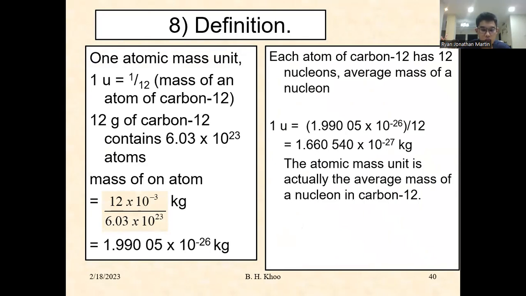The atomic mass unit is actually the average mass of a nucleon. That means it can be a proton or neutron in the carbon atom.